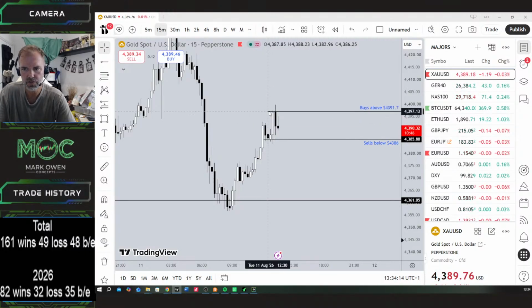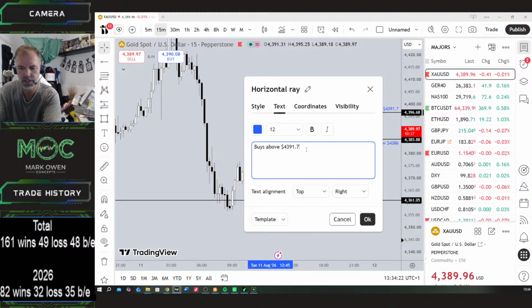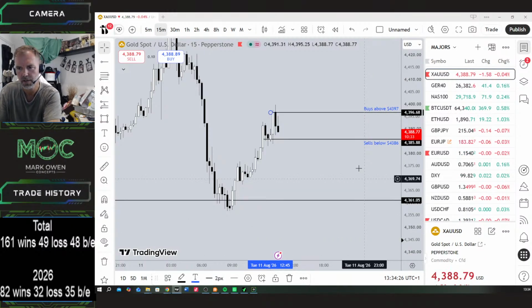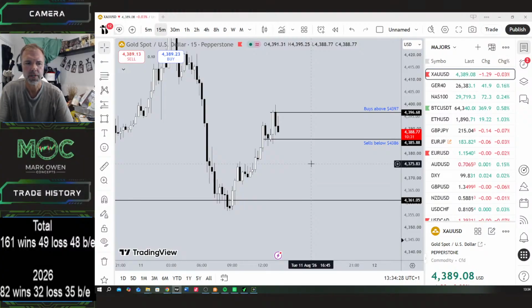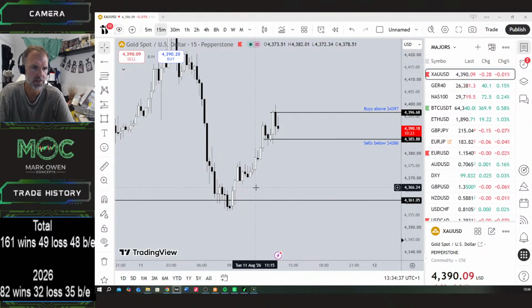Right, okay. Structure can move on gold now, so it buys above 4397 basically. Let me just change that to 4397. But I'm looking for sells really. I want to close below 4386. See if we can get a follow through on this morning's sell off.